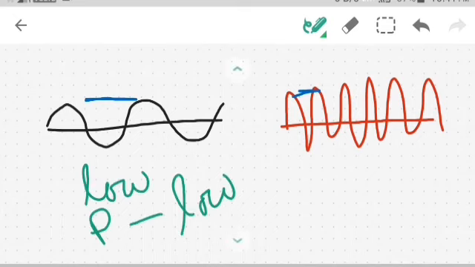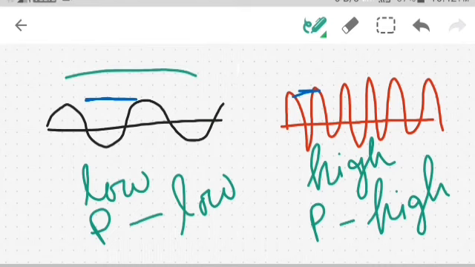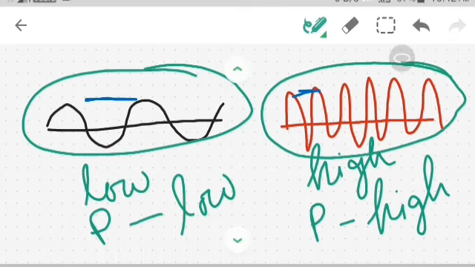So if the frequency is low, then the pitch is also low, and if the frequency is high, then the pitch is also high. The low frequency is an example of men's voice. Men's voice frequency is low, and the women's and the children's voice, the pitch of their voice is high. So this is the men's voice frequency, and this is the women's or children's voice frequency.